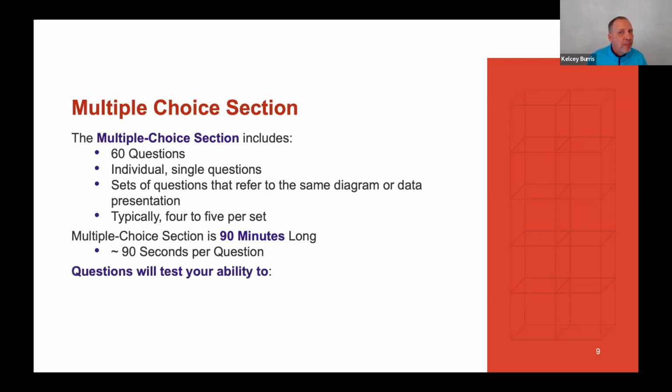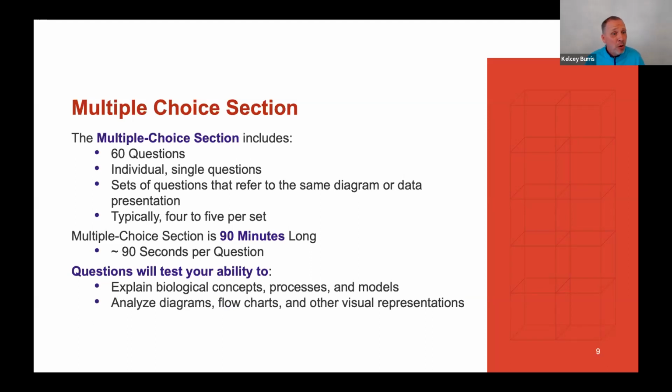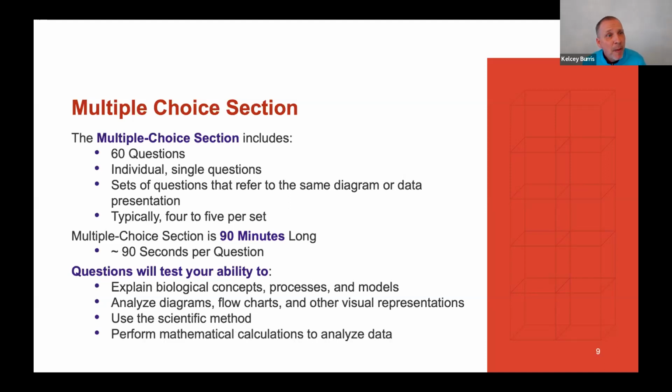Now, your questions will test your ability to do some things, right? Explain biological concepts, processes, and models, and analyze diagrams, flow charts, and other visual representations, okay? Remember, those could be pictures. They could be things that are unfamiliar to you, but you've got to find the biology inside them. They might ask you to use the scientific method in terms of experimental design. What variable is that? Identify a testable question. You might be asked to perform mathematical calculations of some sort. And you might be asked to support a scientific claim using evidence given to you in a scenario.